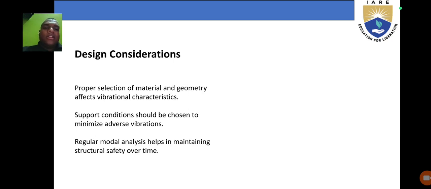Design considerations. Proper selection of material and geometry affects vibrational characteristics. Support conditions should be chosen to minimize adverse vibrations. Regular modal analysis helps in maintaining structural safety over time.